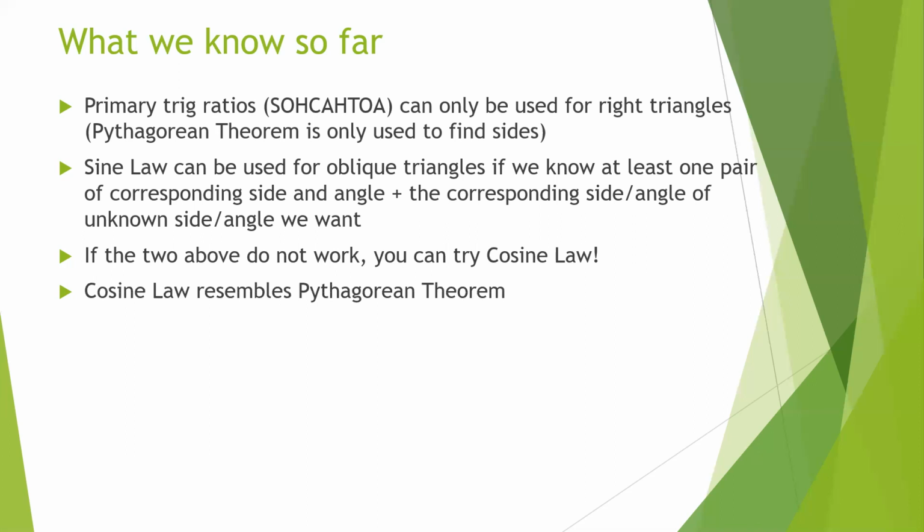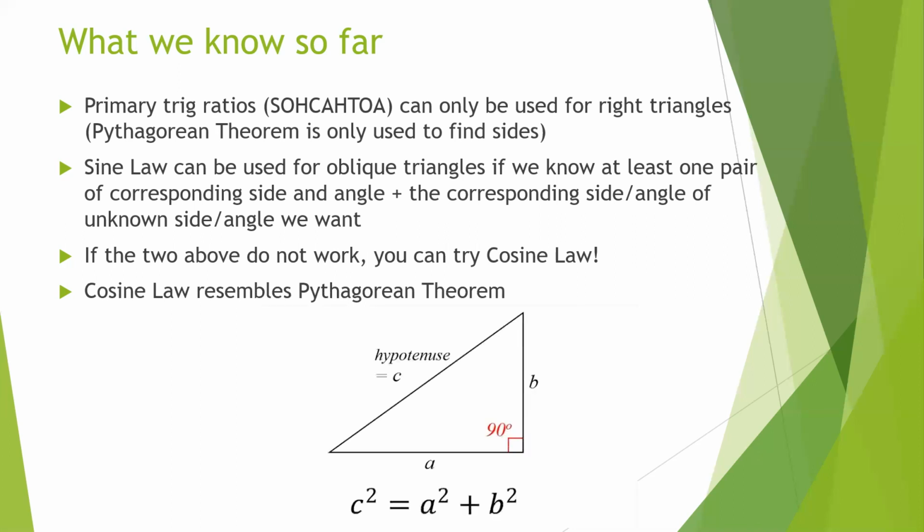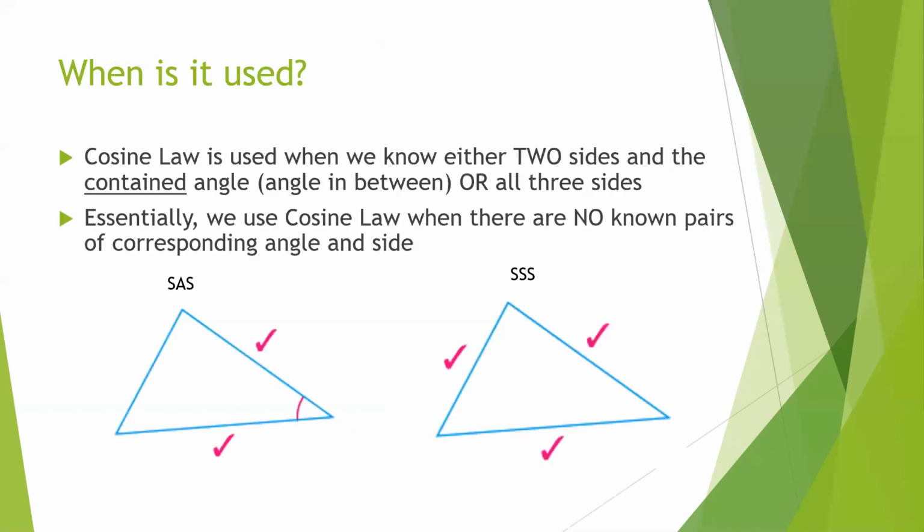You're going to notice that cosine law very much resembles Pythagorean theorem, which helps a little bit. And as a little extra note, Pythagorean theorem is basically a special case of the cosine law, because in cosine law we consider the cosine of an angle. I don't want to go into too much detail, but the cosine of 90 degrees is 0. Because of that, cosine law simplifies into c squared is equal to a squared plus b squared. So it does somewhat resemble Pythagorean theorem, but it's obviously more complex.